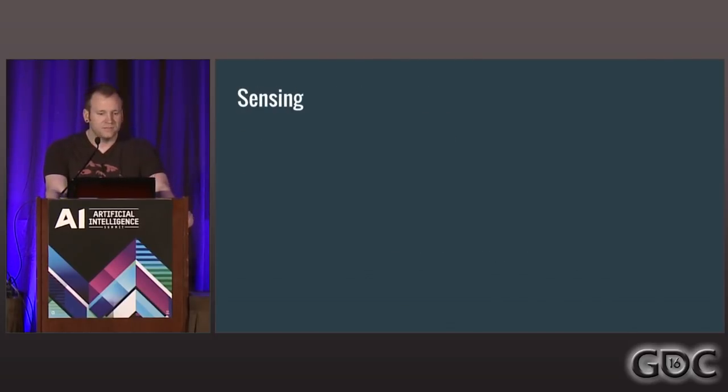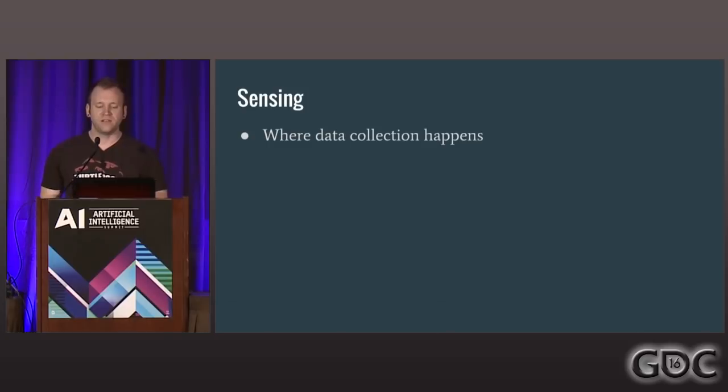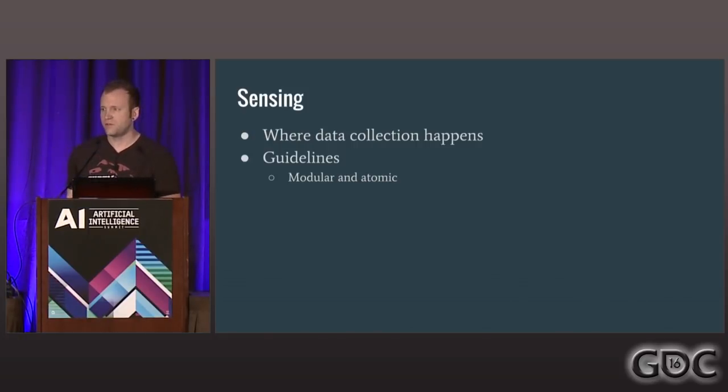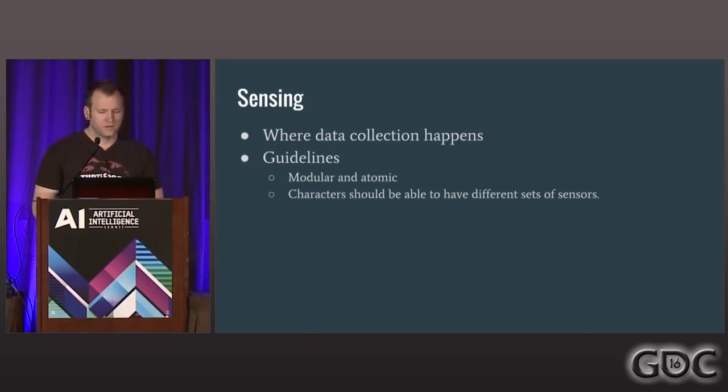So let's get to sensing. This is where we translate the game state into world state. This doesn't just mean hearing and vision and things like that. This can be as simple as taking that health percentage and translating it into the health enumeration, or as complex as picking good cover locations. Some guidelines that help you go. Modular and atomic. You want to keep these nice and small. Sensors shouldn't know about each other. No sensor-to-sensor dependencies. Use the world state to communicate if you need to. Characters should be able to have their own sets of sensors, right? If they're going to have different world states, they're going to need different sensors to fill that world state.